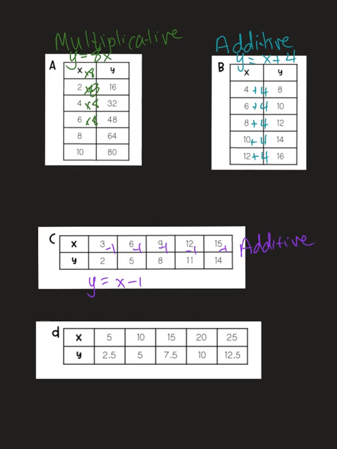Okay, this next one, let's look at this next one. We have 5 to 2.5, 10 to 5, 15 to 7.5. What am I doing? I'm actually dividing by 2. And if you weren't sure, you could actually plug it in to see what you were doing. Now, I can actually say this in 2 ways. So this is a multiplicative graph. Now let me tell you why.